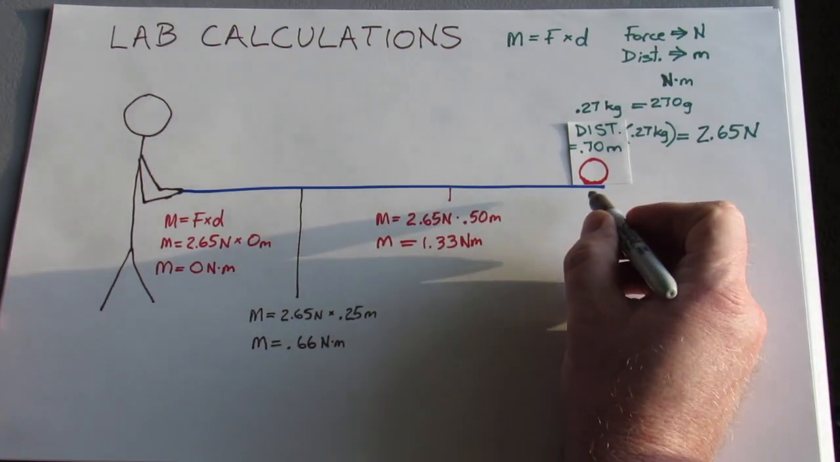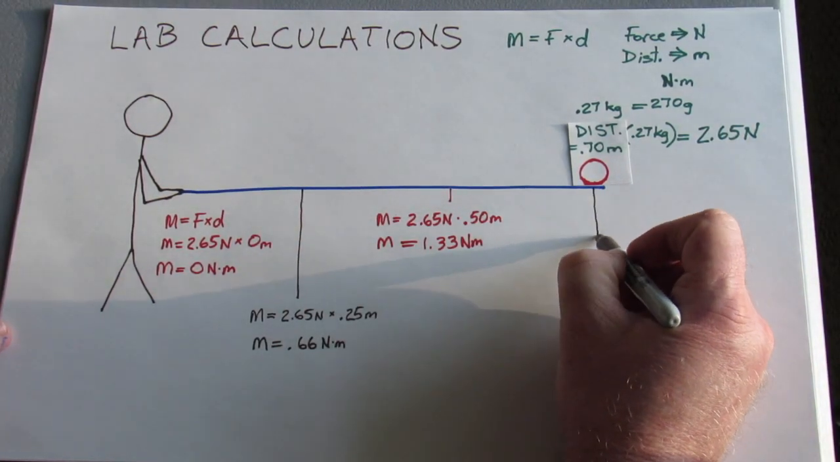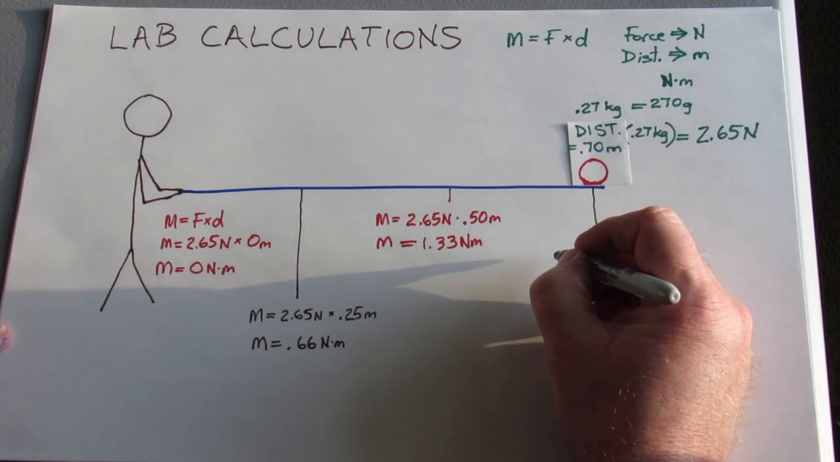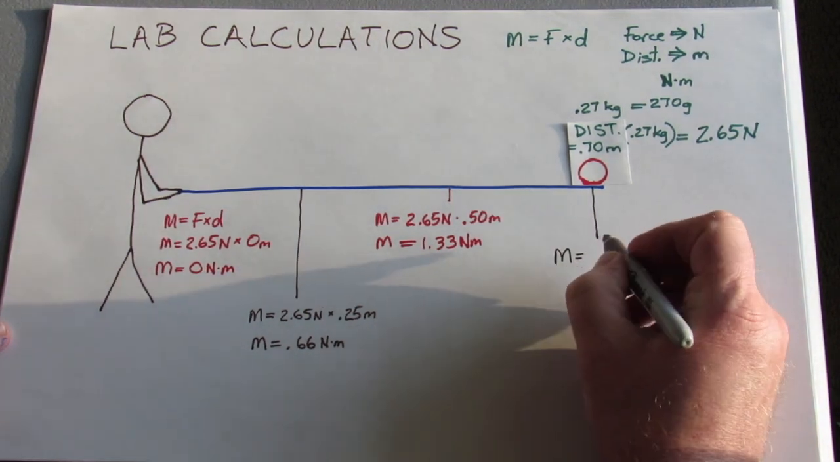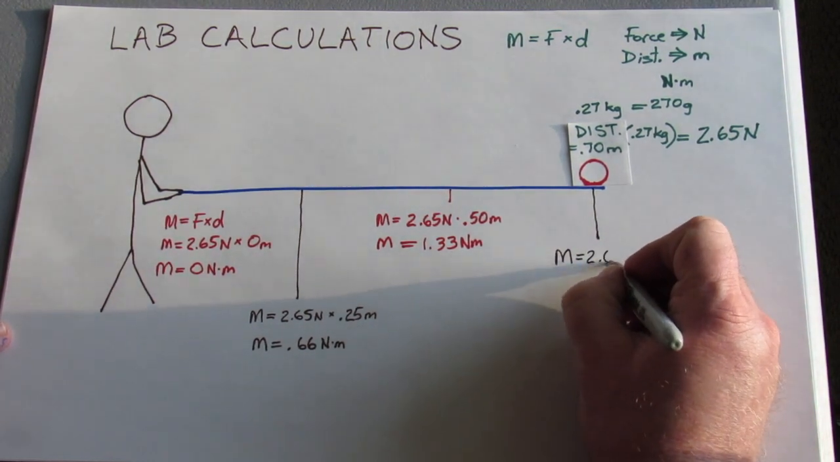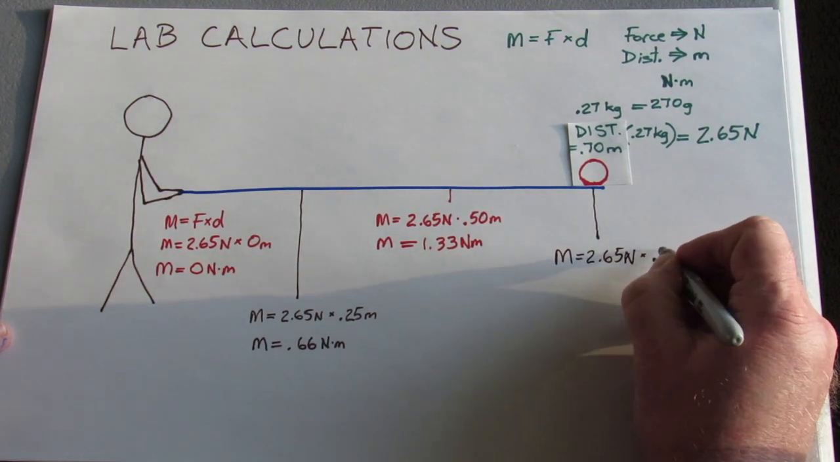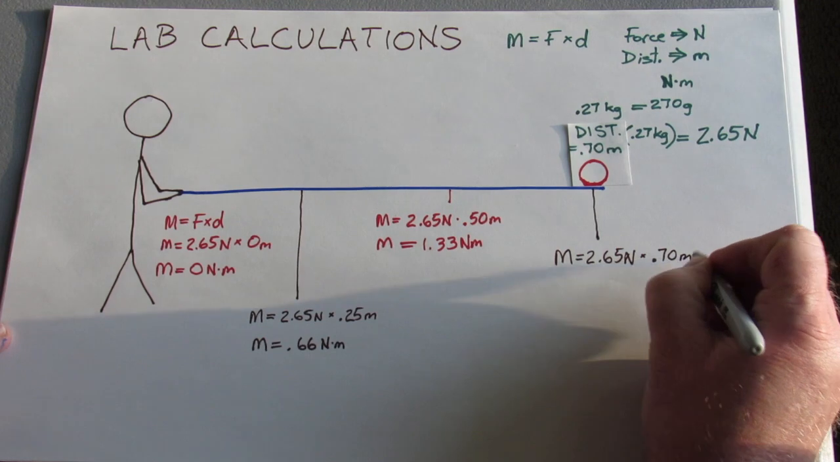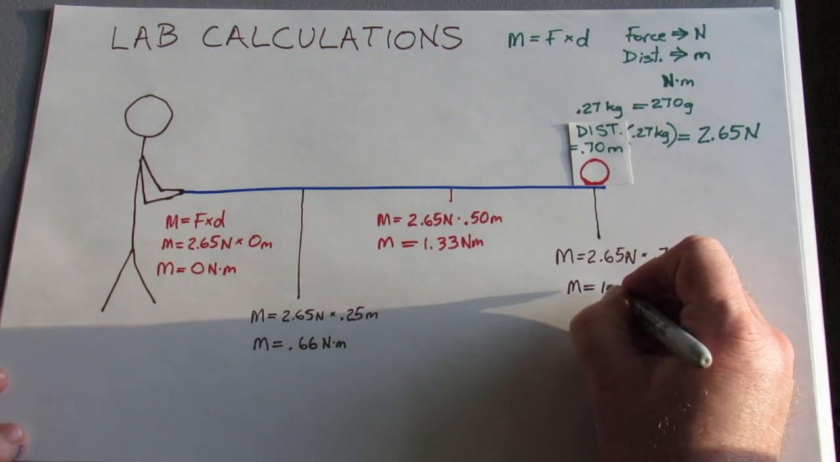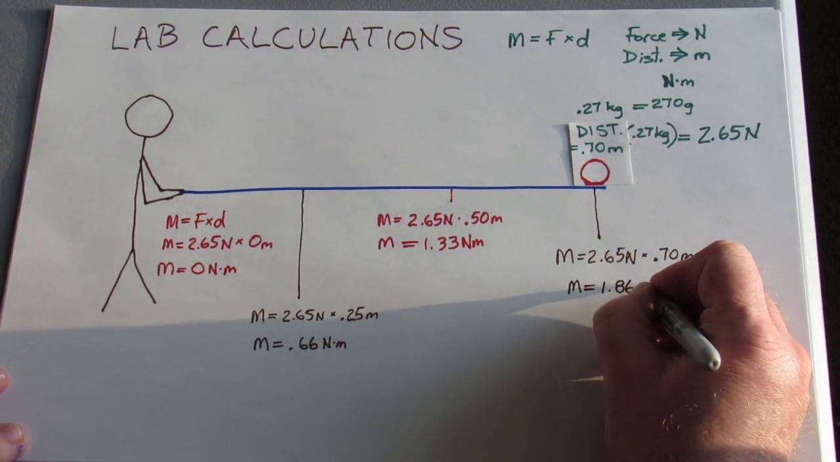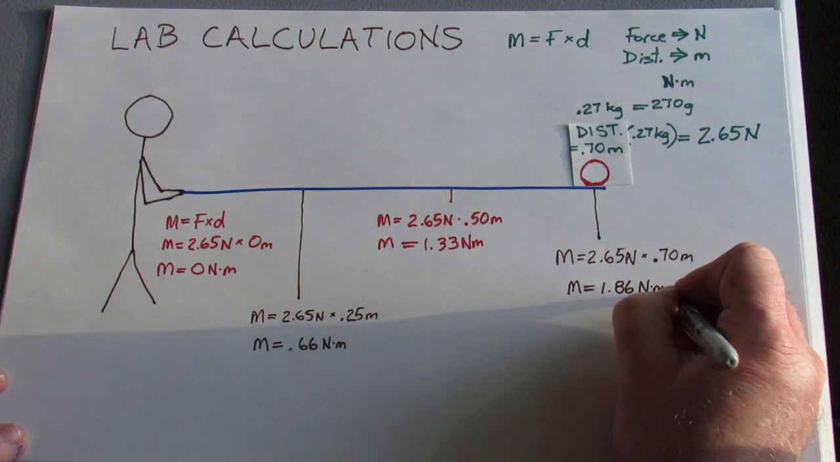Finally, we're going to move out to the very end of the board. Let's go do a calculation. Finally, I put my rock out to the end, at least I try, and that moment is equal to the force of 2.65 newtons times the distance 0.7 meters. That moment is equal to 1.86 Newton meters.